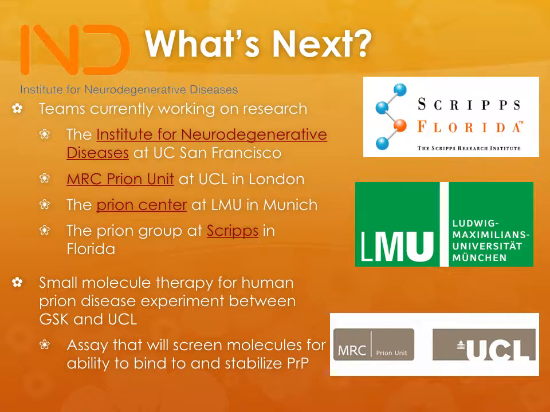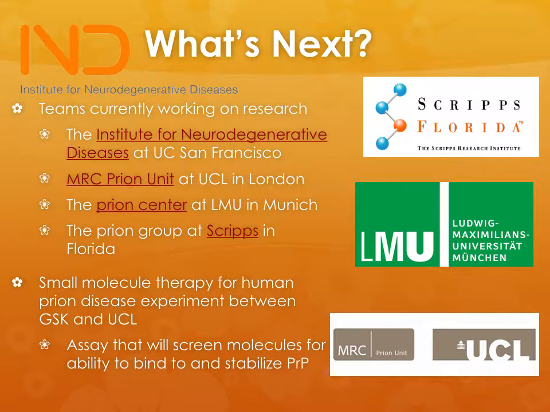Teams of scientists at the Institute for Neurodegenerative Diseases at UC San Francisco, the MRC Prion Unit at University College London, the Prion Center at LMU in Munich, Germany, and the Prion Group at the Scripps Research Institute in Florida are all actively engaged in a number of fascinating projects and experiments that hope to model and advance some of the potential therapies we have just discussed. You can learn more details about each institution with a quick Google search by clicking on the links I provided in the presentation over on the right.